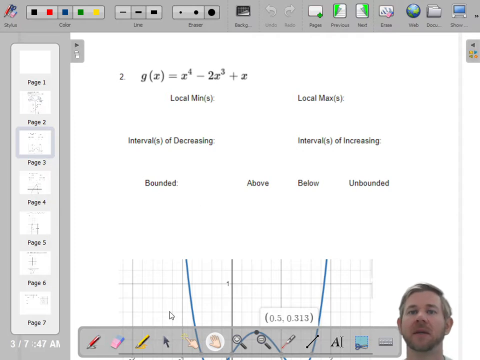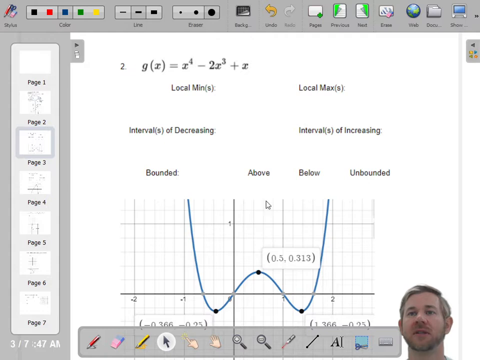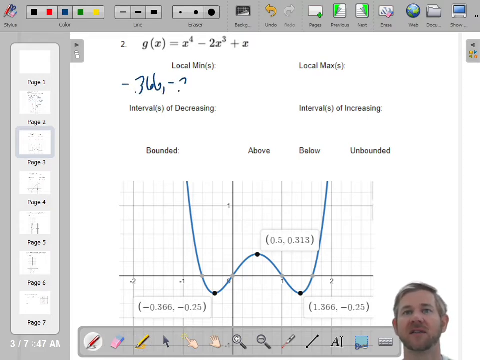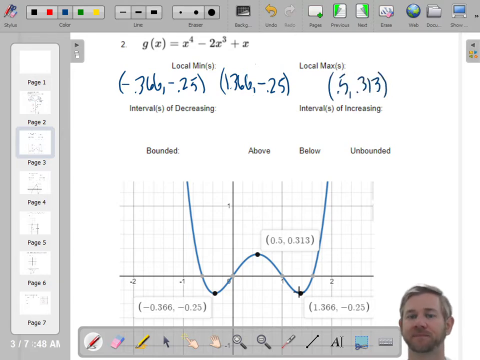Let's do another one. So you got your function there. I'm going to go ahead and hit the graph. There's my graph, nice little W shape, cool. Local minimums, same game. Those are at the bottom. So these are ordered pairs, negative 0.366 and negative 0.25. And my other one is 1.366, negative 0.25. So those are my local minimums, and my local maximum is at the top. Turnaround point, 0.5, 0.313. Again, those are ordered pairs, so everything's in parentheses.